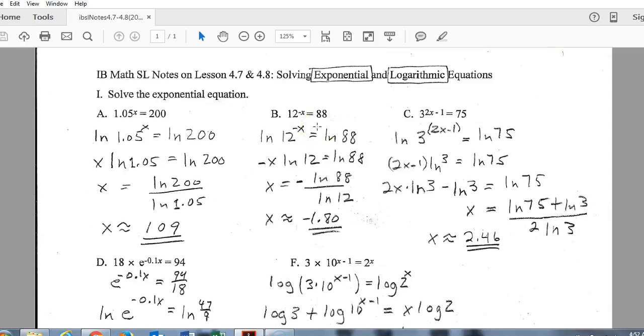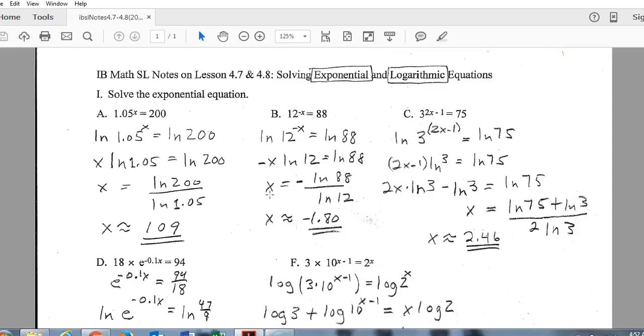Same idea on this one. I can just take the log of both sides, as you see here. That allows you to take the exponent, put it in front, and then divide both sides by the log of 12 in this case in order to get x by itself. So taking the log of both sides is one common approach.